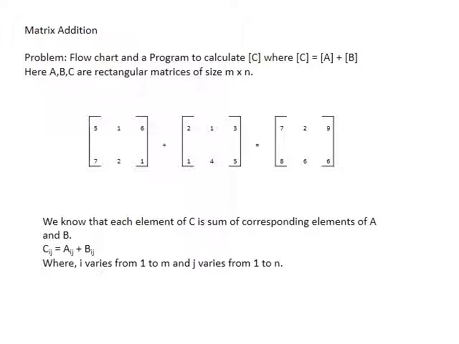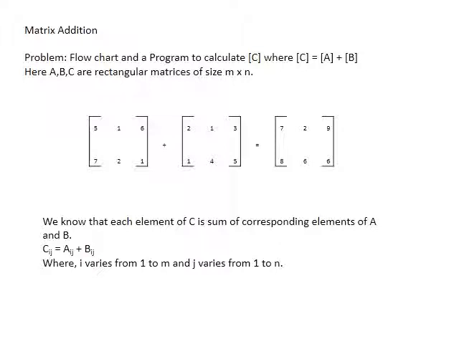To add two matrices, we have to add corresponding elements of both the matrices and store the result in the third matrix. For example, if this matrix is, let us say, matrix A, this is matrix B, and this is matrix C, which is the sum of the two matrices. Then this element, which is A11, and this element, which is B11, will be added and stored as the value of C11. So if we try to generalize the equation, we get this equation: Cij is equal to Aij plus Bij.